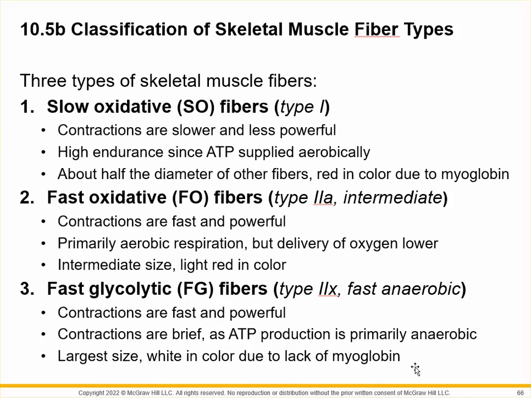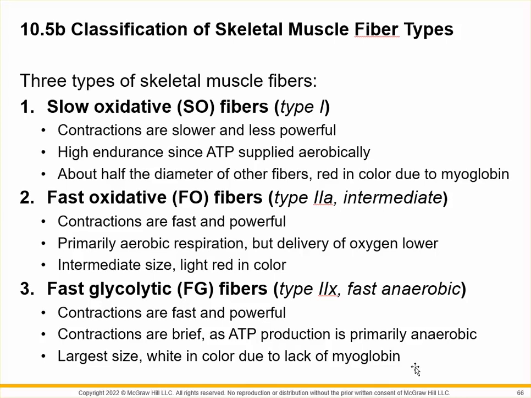Fast oxidative fibers are intermediate. They're fast fibers, but they still have a lot of mitochondria, and they primarily get their ATP from aerobic means. But these are intermediate in terms of power, and intermediate in terms of endurance. Right? So they tend to be light red in color.